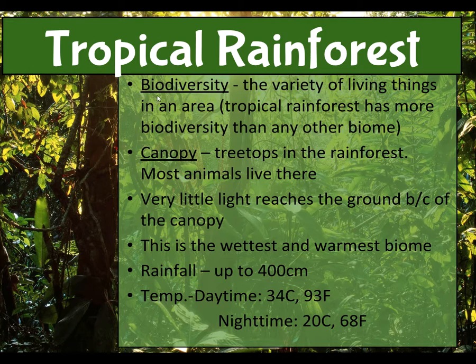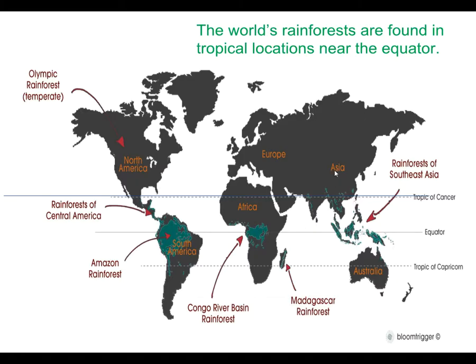So we talked about biodiversity, diversity of life. Having a good biodiversity, a good diversity of life in your gut, in your small intestines, is really good. Canopy is the top. We talked about that. Little light reaches the bottom, and it has a huge amount of what? Rainfall. It's found in the tropics.